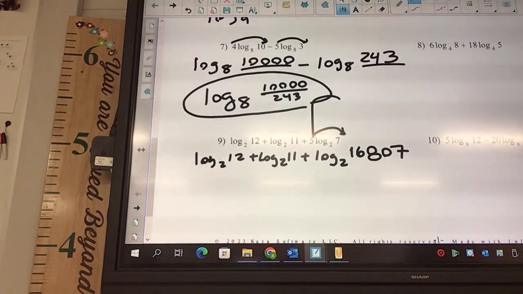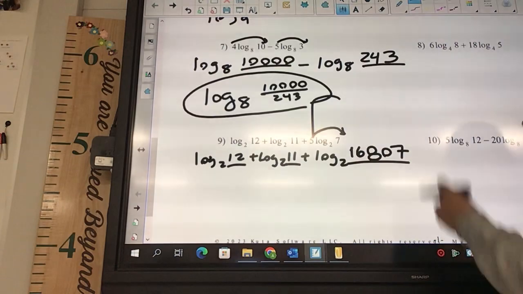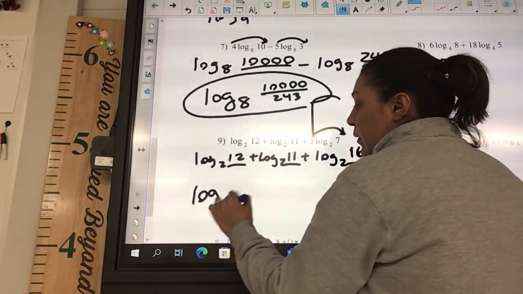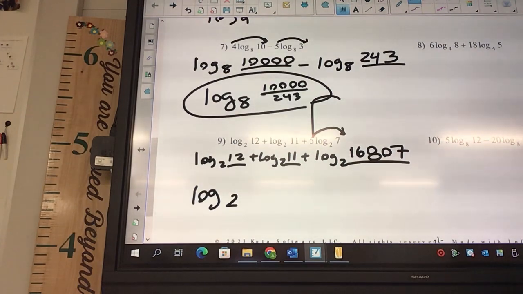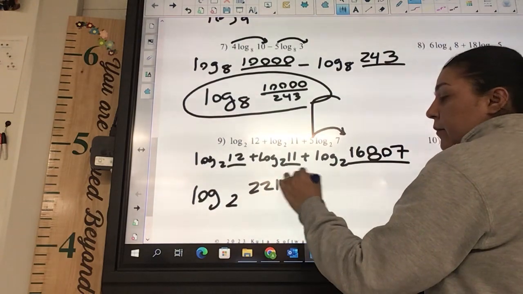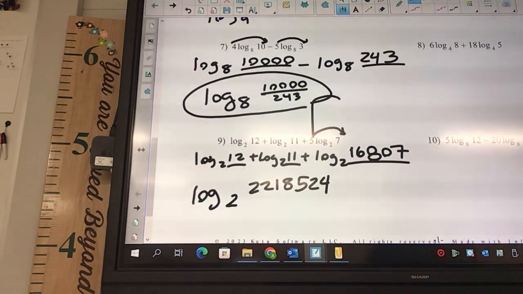What's the addition go with? Multiplication. So you're going to multiply 12 times 11 times 16807. 2218 524. Somebody agree with that? Okay.